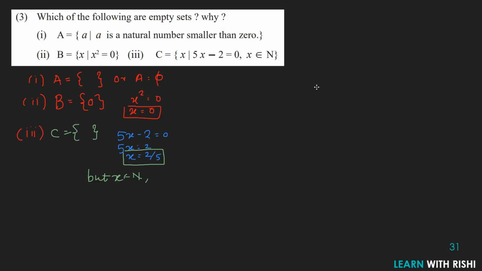Can we write here 2 upon 5? No, because 2 upon 5 is not a natural number. It is a fraction. It is a real number, but not a natural number. It is a rational number. So we cannot write the element here 2 upon 5. So set A and set C become our empty sets, while set B is a singleton set, because in set A and set C there are no elements present. In set B there is an element present, one element. So I hope you understood this. Now let us move to the next question then.